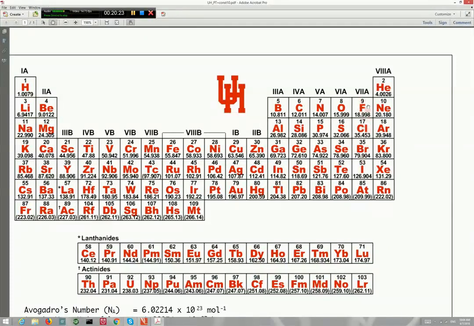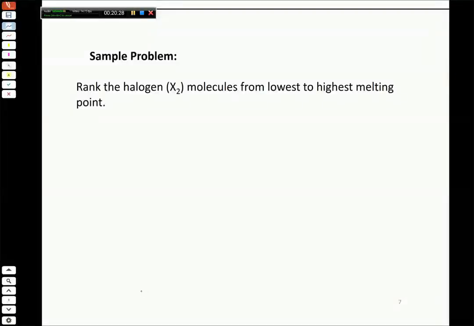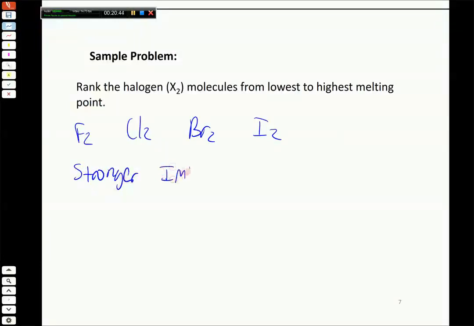We know that those all exist as diatomics. So let's try to rank their boiling points then. In the order that I gave, F2 being the lightest, then Cl2, then Br2, then I2. What we know from what we just talked about is that stronger intermolecular forces correlate with a higher boiling point. Sorry, here we're talking about melting point, not boiling point, but it's the same concept. So the stronger intermolecular forces imply a higher melting point.